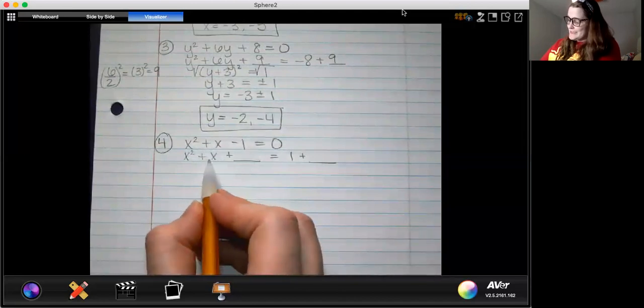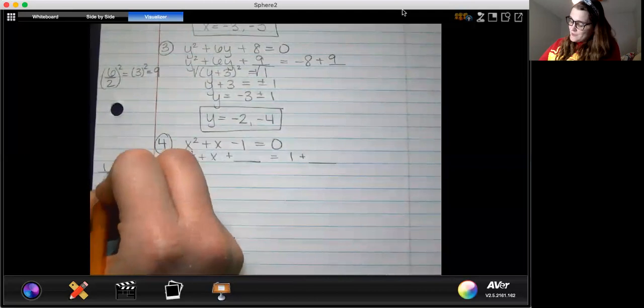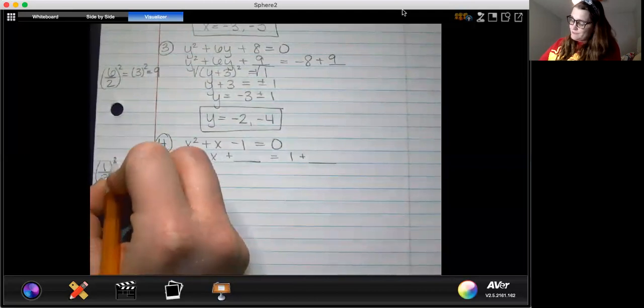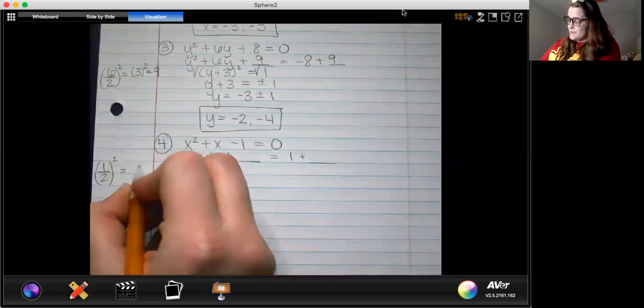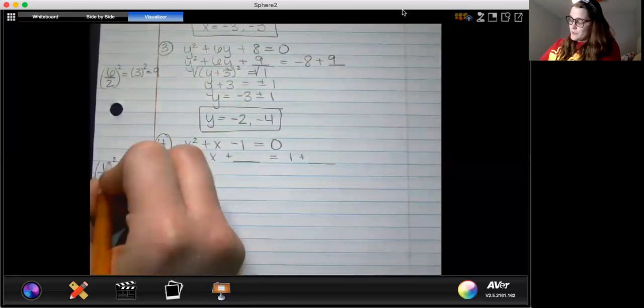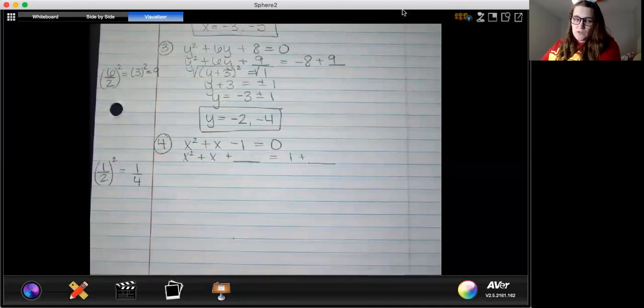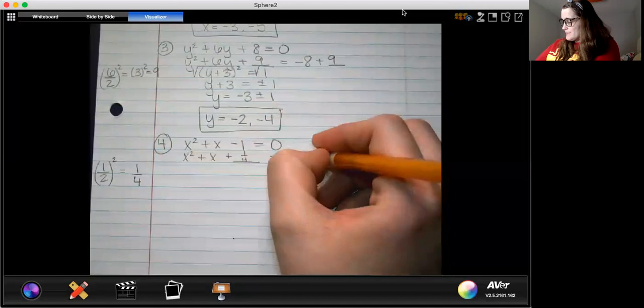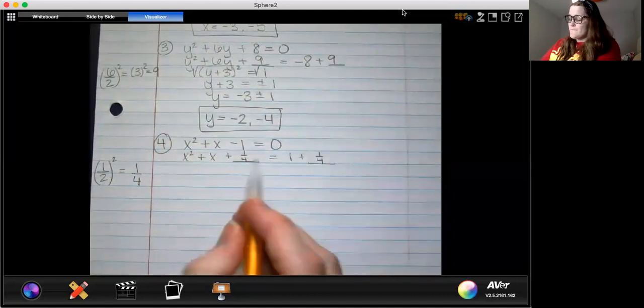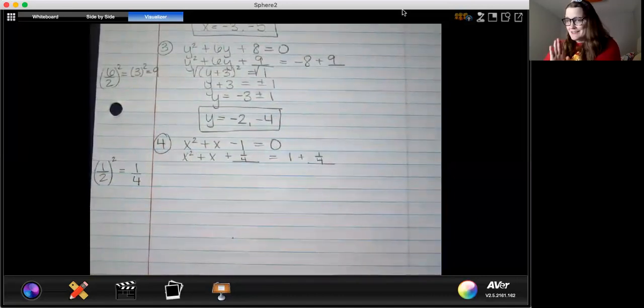Now, variable b is going to be 1 in this case. So 1 divided by 2 is a half. And a half squared is 1/4. 1 squared is 1, 2 squared is 4. So we're going to be adding 1/4 to both sides. Now remember, you should be using vertical fractions, not slanted fractions.